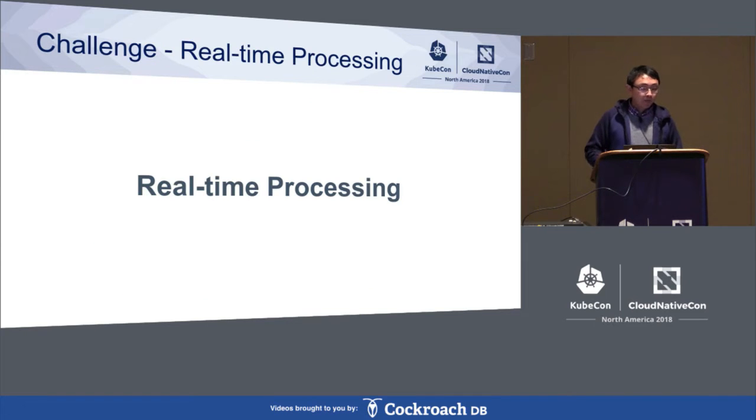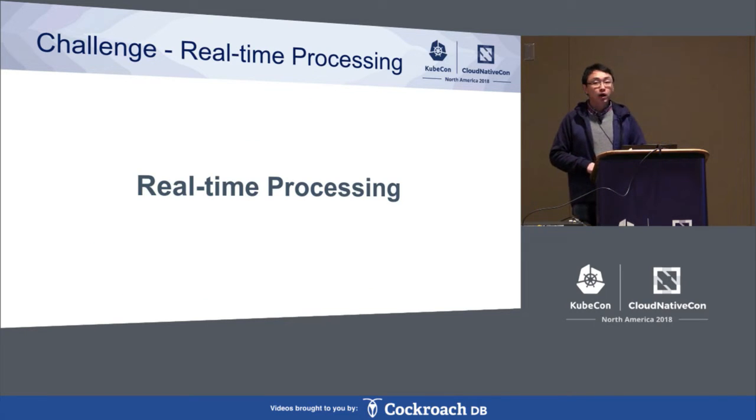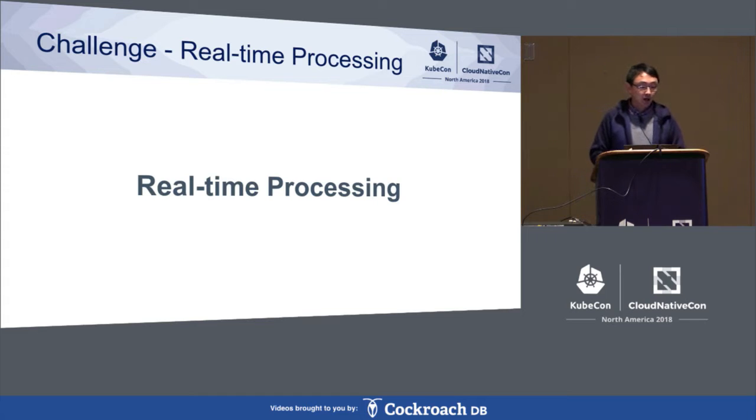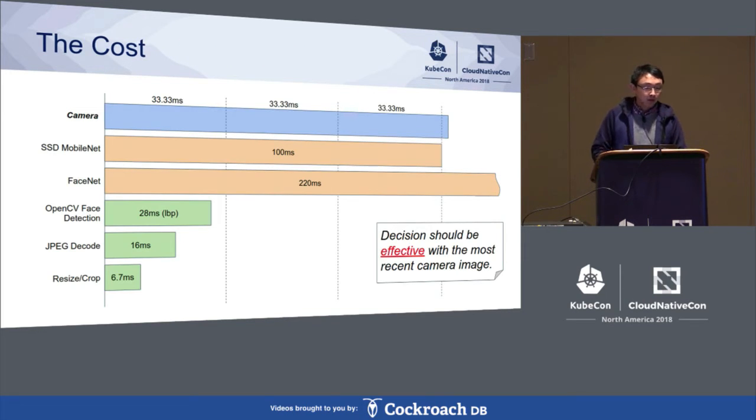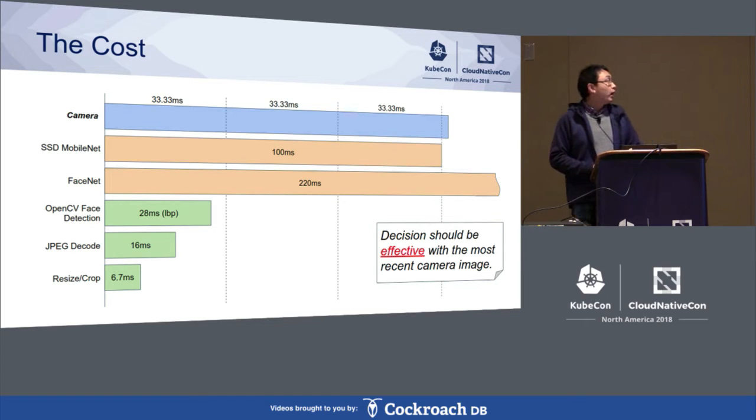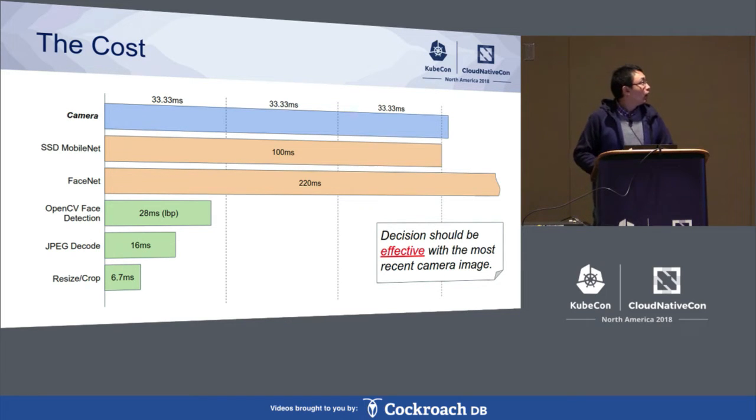OK, so after talking about this simple problem, we come to the next difficult problem. It's all about real-time processing. First, let's take a look at some benchmarks. It's all about the cost of running some tasks. The first blue bar is a baseline of the 30 frames per second rate from the camera.